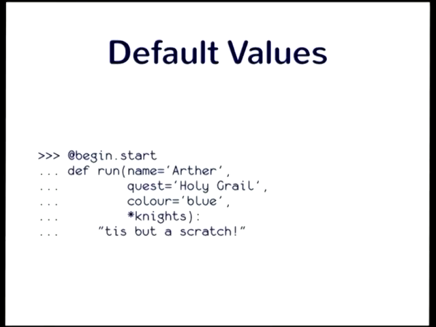So what are some of the other things that we can do with begins? Start with default values. So this time, our run function takes name, quest, and color, three command line arguments, and they come with default values, and it accepts a series of positional arguments called knights.